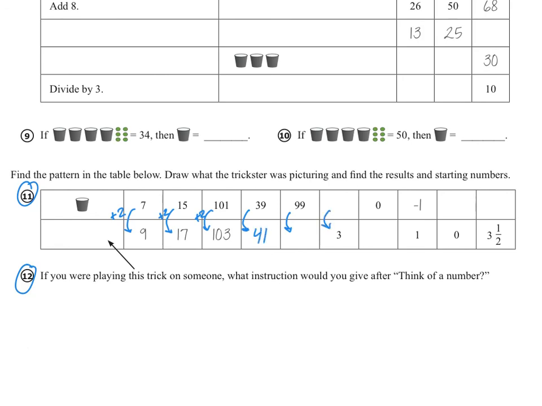As we go further in the table, you're going to have some that are missing on the top. And again, I need to think, what number plus 2 would be 3? That one would be 1. So finish filling in that table. We also want to create this picture right here, right? With the same rule of plus 2, what would that look like? And then number 12, if you're playing this trick on someone, what instruction would you give after think of a number? So think about that pattern, think about what's happening, and write down what you think.